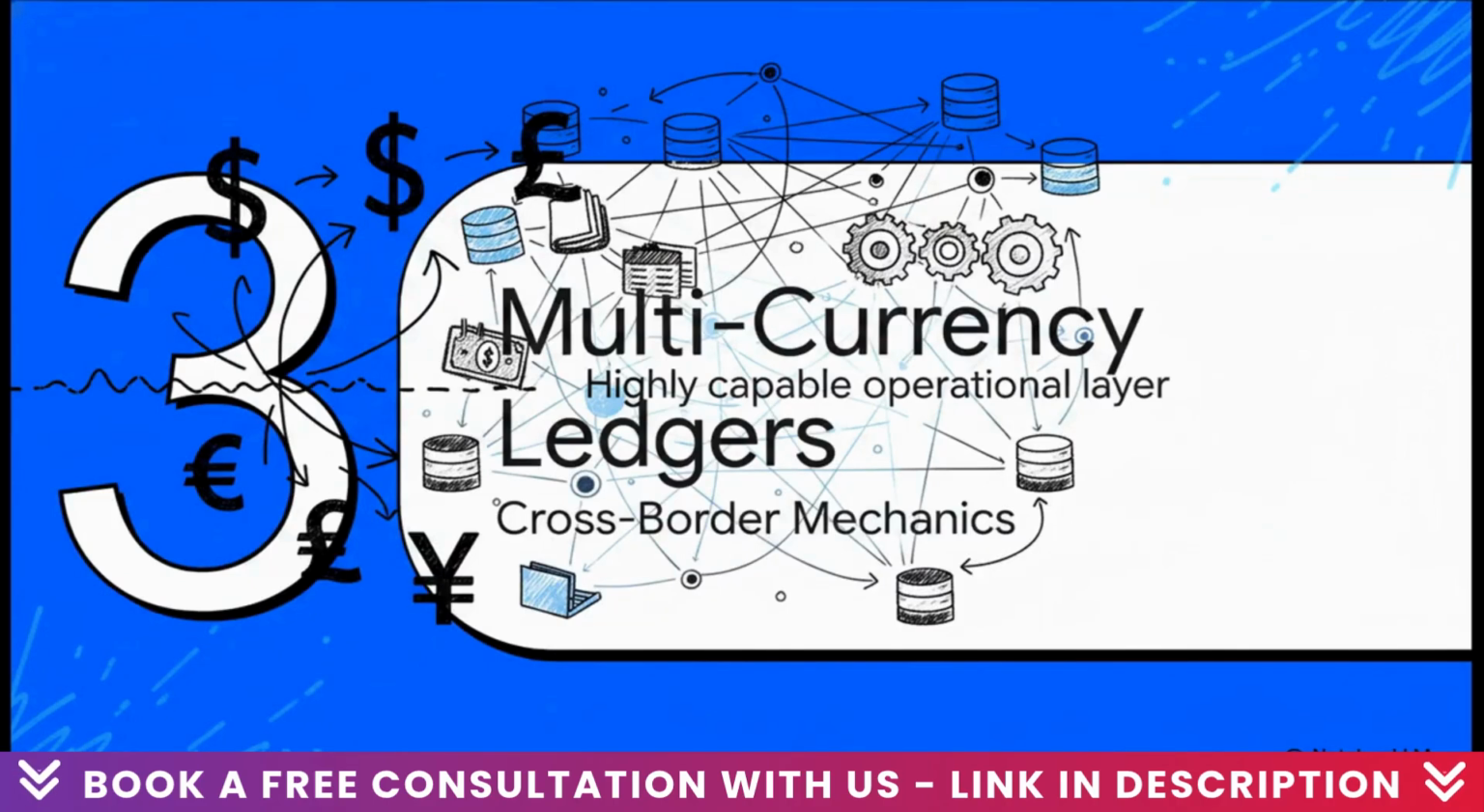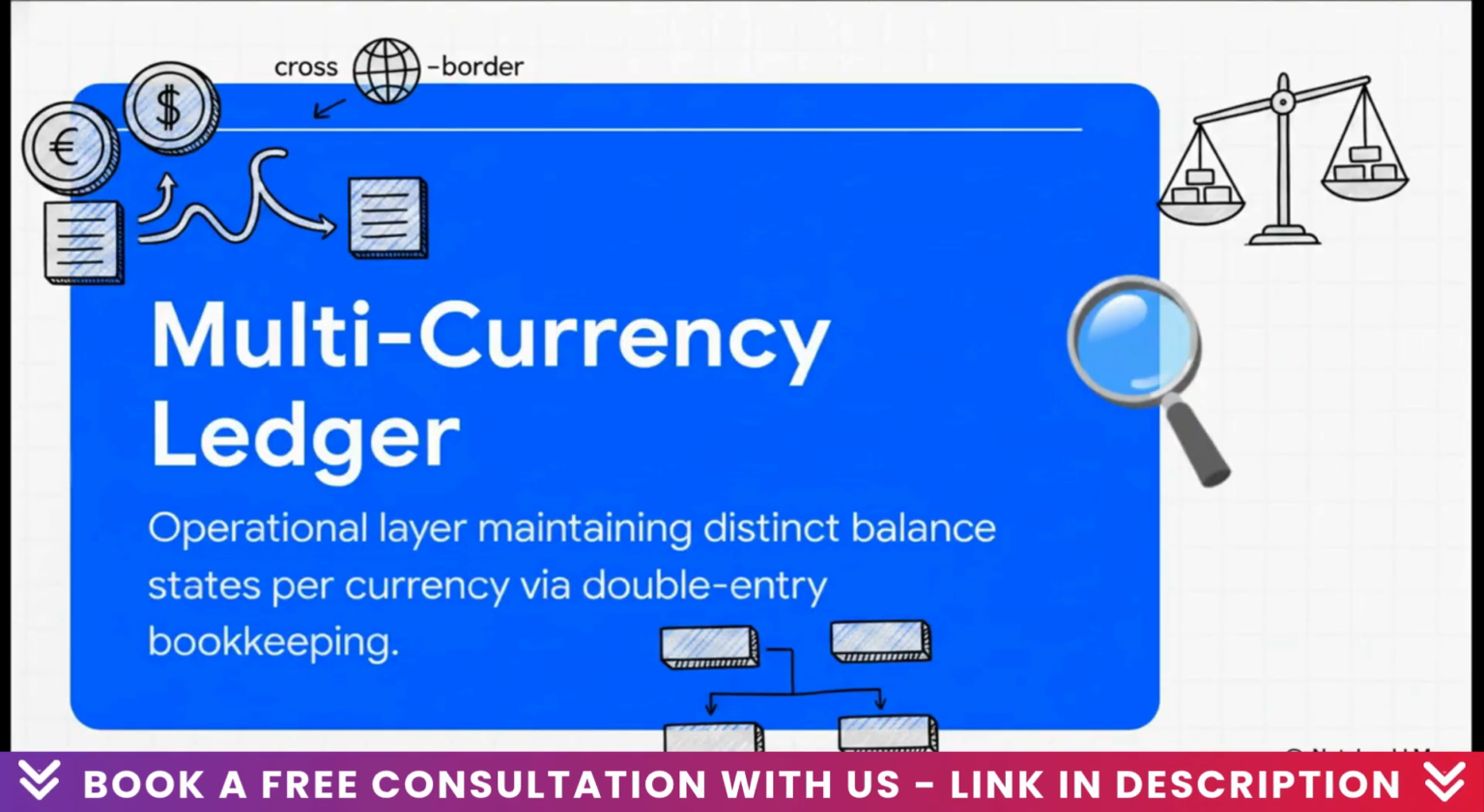Okay, part three, multi-currency ledger mechanics. This is our highly capable operational layer for cross-border money movement. Listen. If you are building a cross-border system in 2026, an abstract single balance table is completely useless. Enter the multi-currency ledger. To be crystal clear, this is not just some conversion layer that translates a USD balance into EUR just to look pretty on a display screen. No, it is a core operational system using double-entry bookkeeping where USD and EUR have completely independent life cycles. They are distinct balance states.